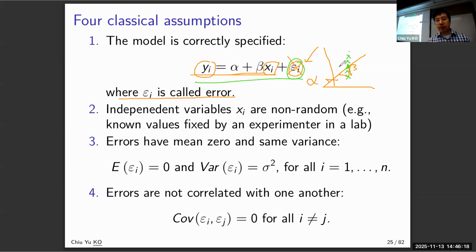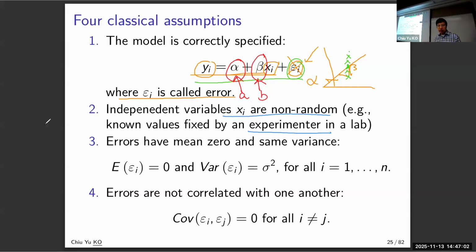So the first thing is X and Y are related linearly. The goal is we want to guess what alpha and beta are. We'll show you that under this assumption, the A and B in that slide are the best unbiased estimators. It's also efficient. The second assumption is X is non-random, which means X is controlled by ourselves, say by experiment.